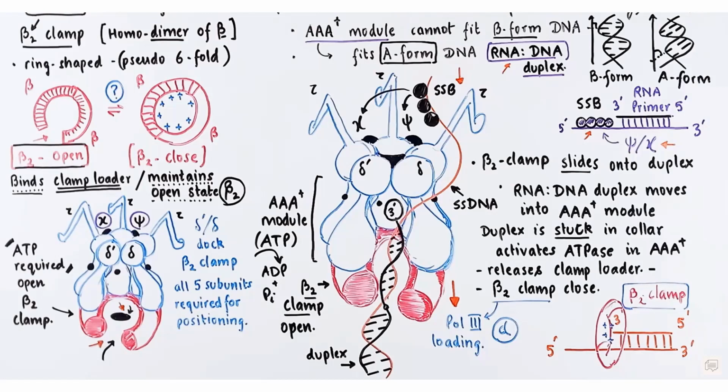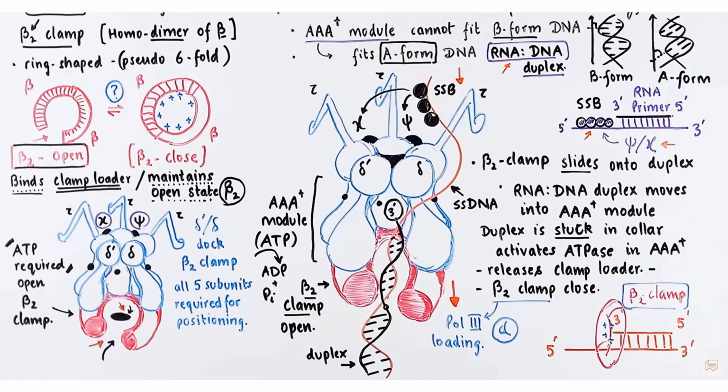In addition, the single-stranded DNA around this area is loaded with the single-strand binding protein, and so the complex also attracts the clamp loader through its phi and chi protein. So how does the loading happen? If we see, first the clamp loader has to bind the clamp, that means beta 2 clamp, which keeps the clamp open after binding.